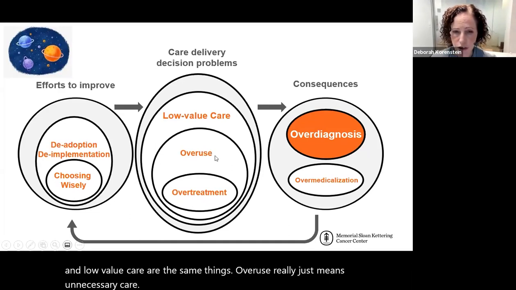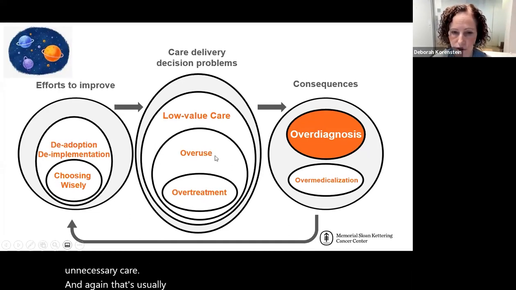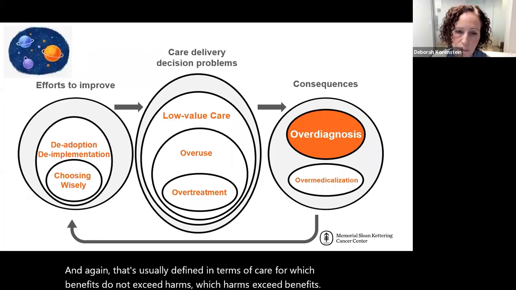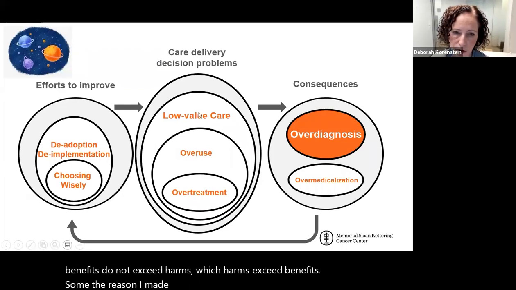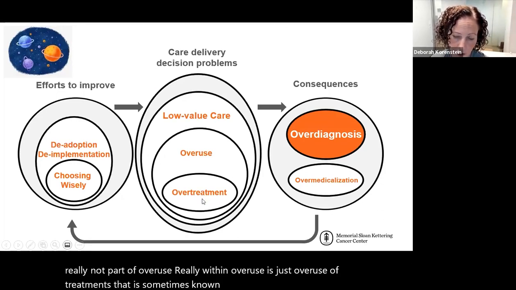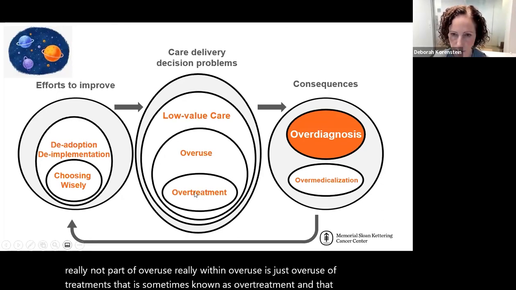And again, that's usually defined in terms of care for which benefits do not exceed harms, for which harms exceed benefits. The reason I made this bigger is the financial part is really not part of overuse, really. Within overuse is just overuse of treatments that is sometimes known as overtreatment. And that sort of has obvious meaning.